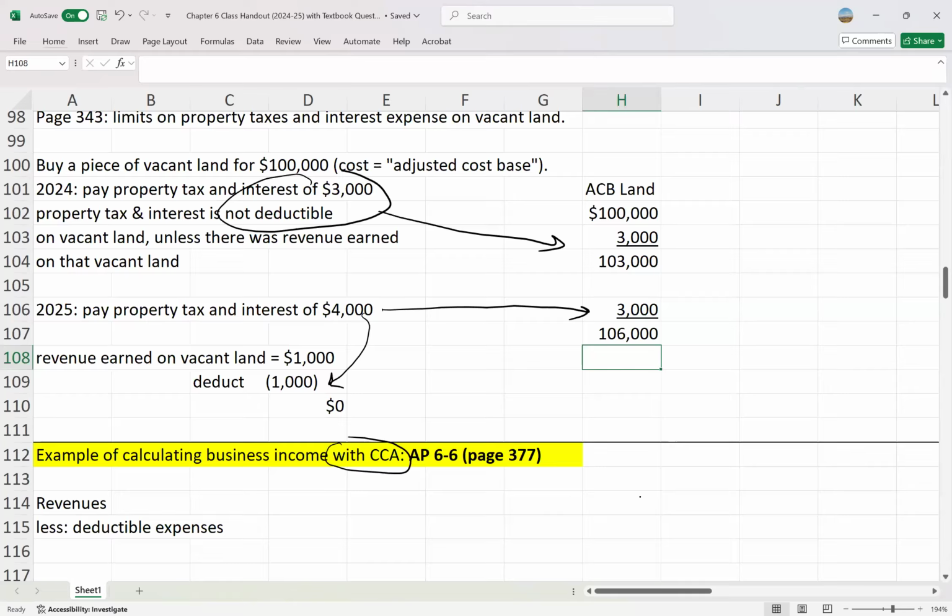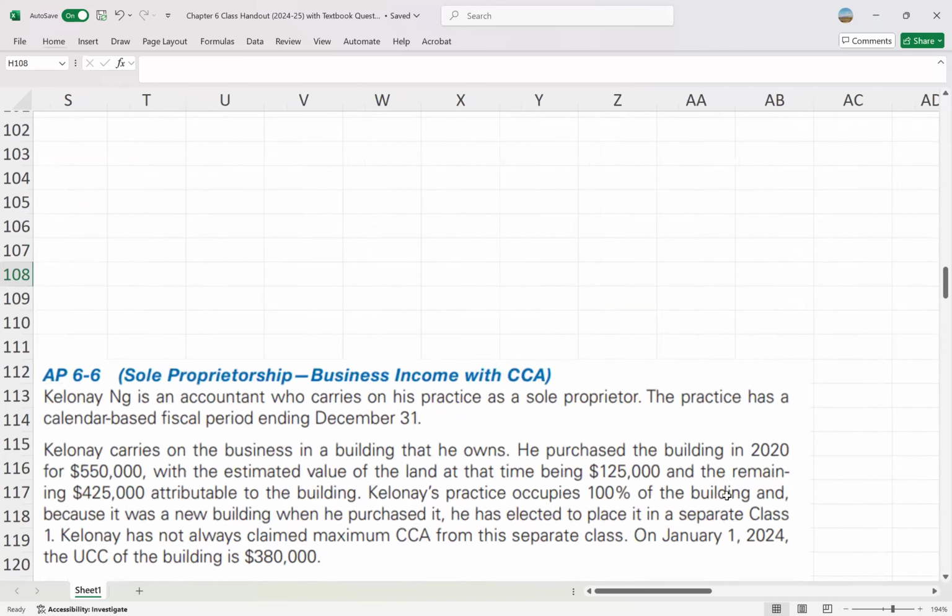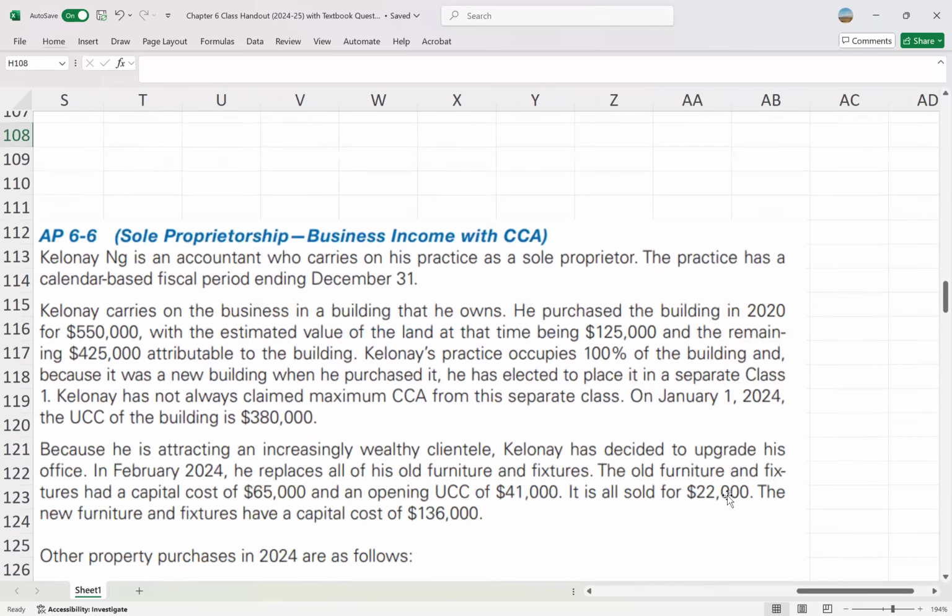So even though this problem focuses on business income, it is also going to be a good refresher of what we learned about CCA 2 weeks ago. So let's have a look at this question together. This is an accountant operating as a sole proprietorship. So his sole proprietorship income will be treated as business income. The owner bought a building in the year 2020. We're in the 2024 year, so he bought the building a few years ago.